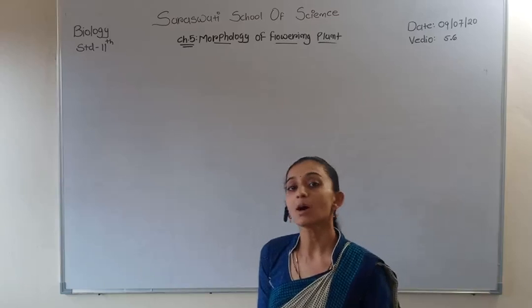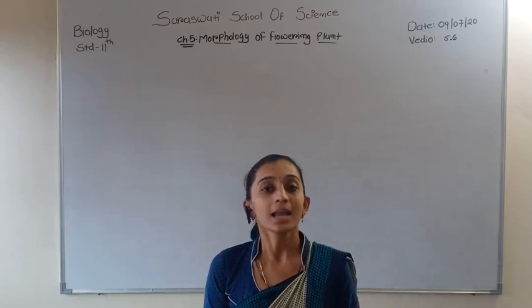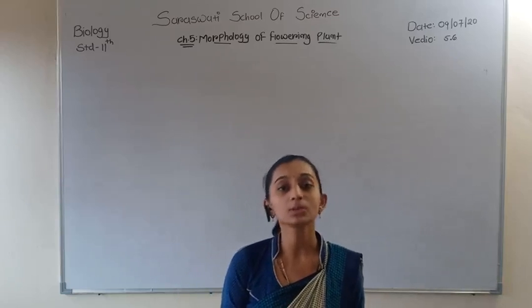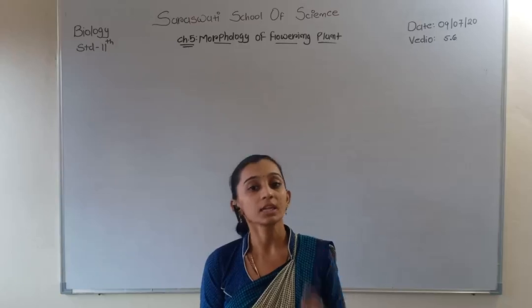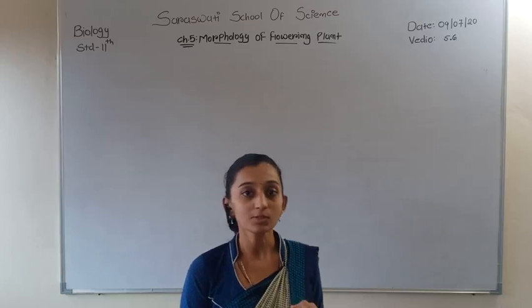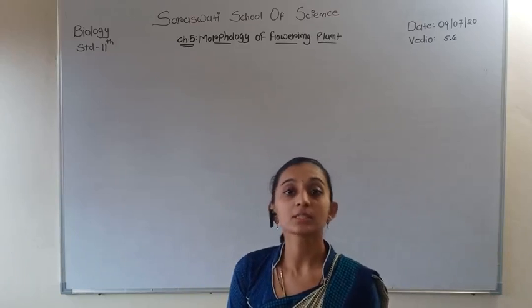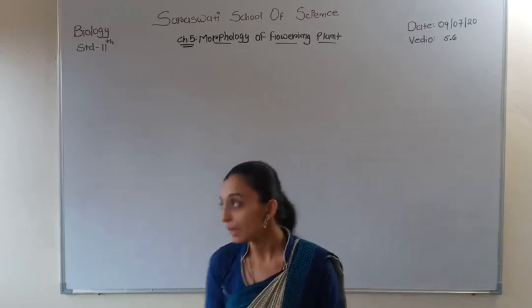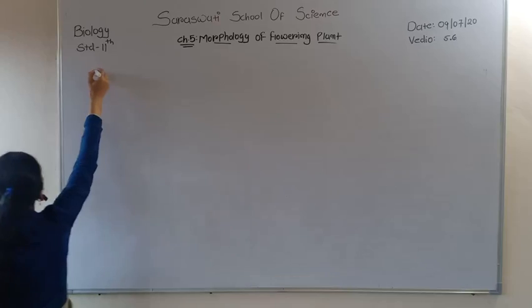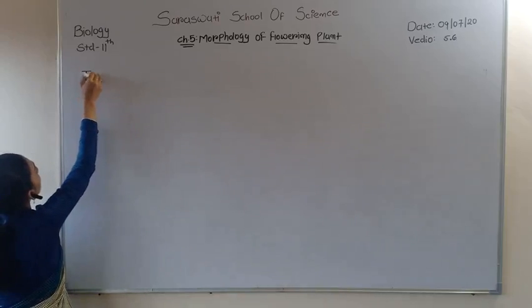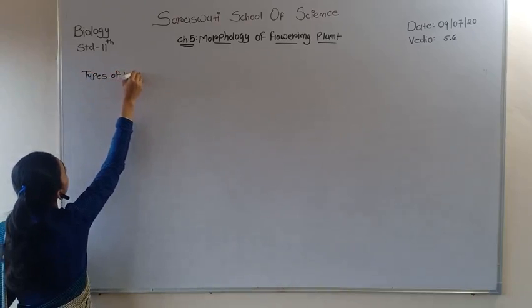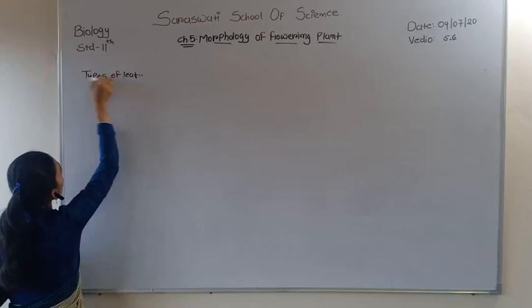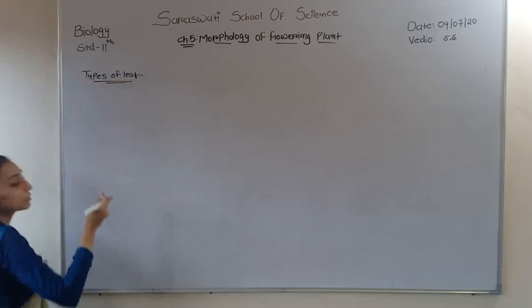Today we discuss the types of leaves. In the previous video we discussed the various parts of the leaf. Three main parts were discussed: first is the petiole, second is the leaf base, and third is the lamina. Types of leaf is today's topic.